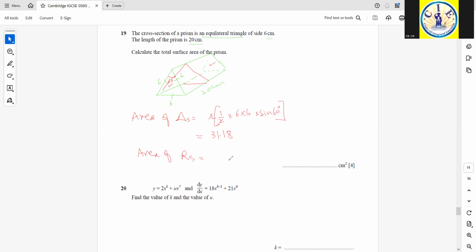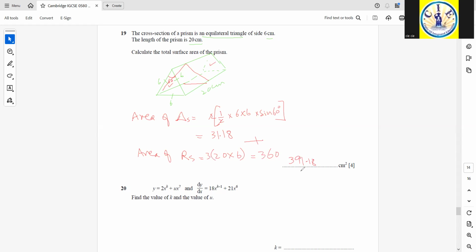So 20 times 6 times 3, that is 360. So adding them up, we get something like 391.18. 391.18 or 391.2. We can also say it like this.